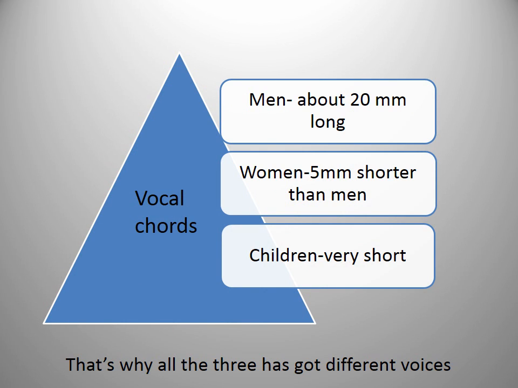The vocal cords of men are about 20 mm long, whereas for women the vocal cord is 5 mm shorter than men. For children the vocal cord is very short. That's why all the three have different voices.